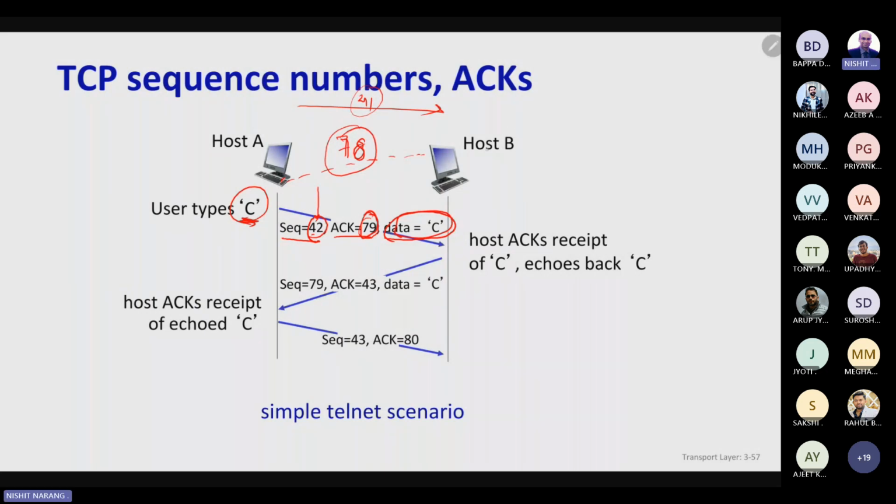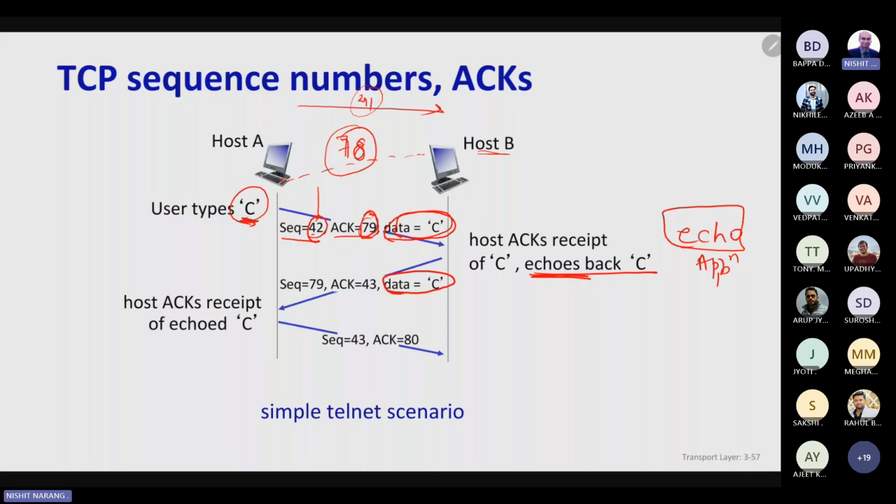Now, when B receives it, let's say the protocol is such that B has to echo back the data. I'm implementing the echo protocol over this telnet session. It's an application I've implemented over telnet. Let's call it the echo application. So whatever B receives, it sends back to A. So when B receives C, it echoes back C. So what will the data be? Data will once again be C.